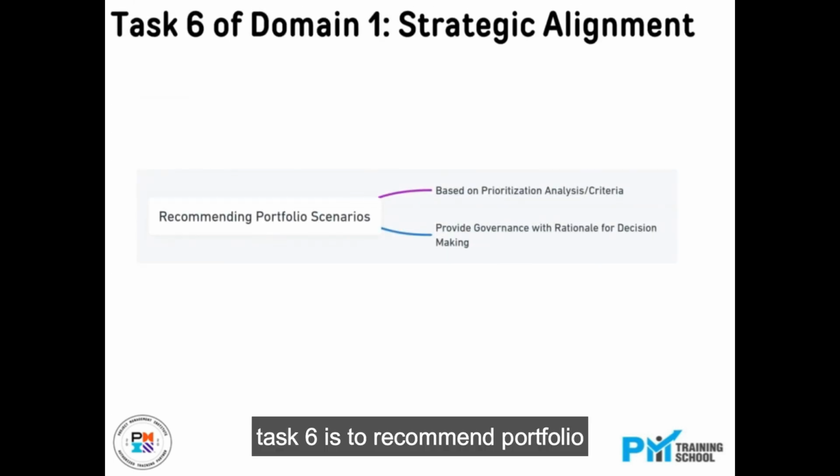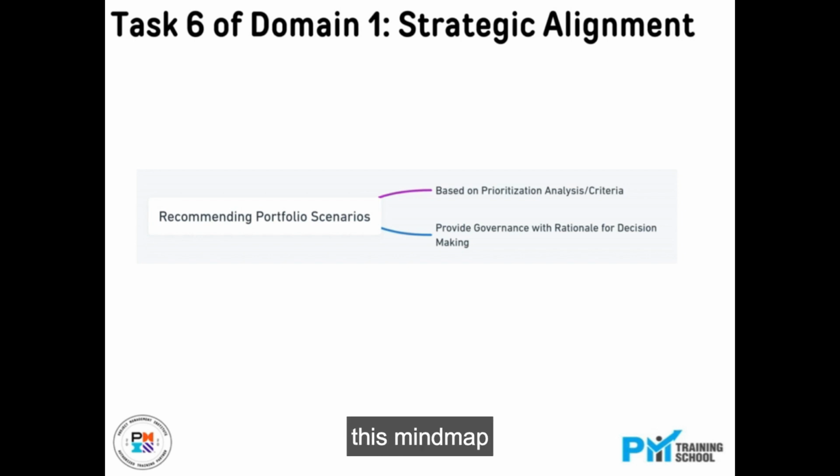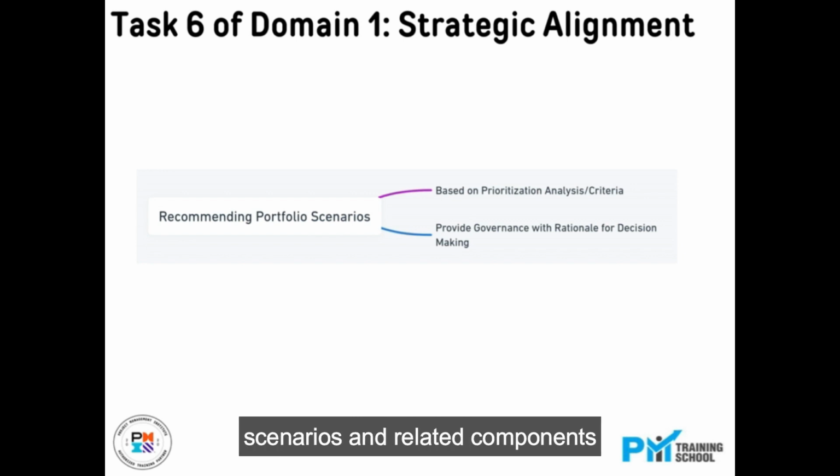Task 6 is to recommend portfolio scenarios and related components based on prioritization analysis criteria in order to provide governance with a rationale for decision-making. This mind map illustrates the process of recommending portfolio scenarios and related components based on prioritization analysis criteria to provide governance with a rationale for decision-making.